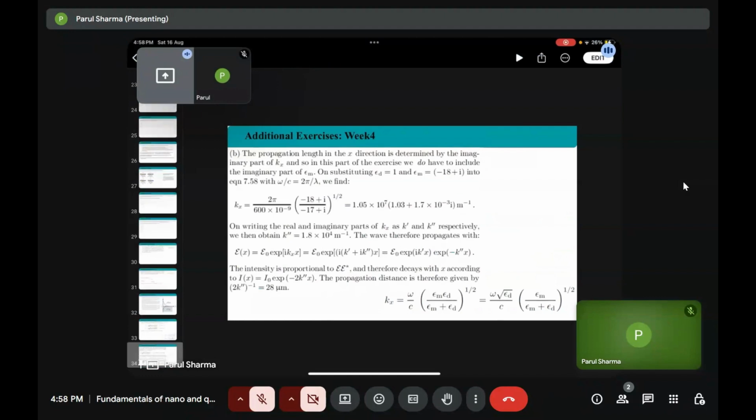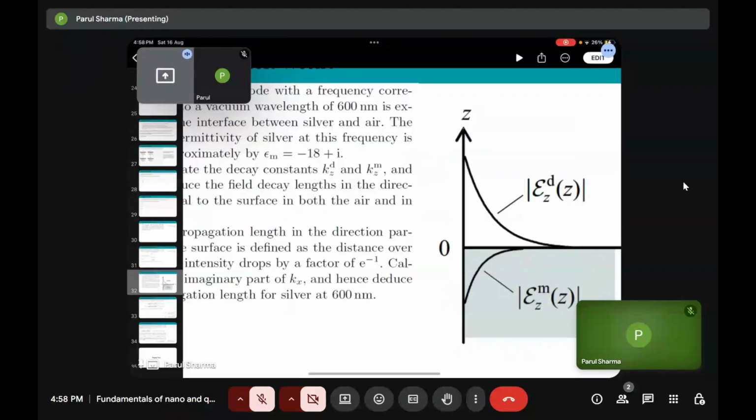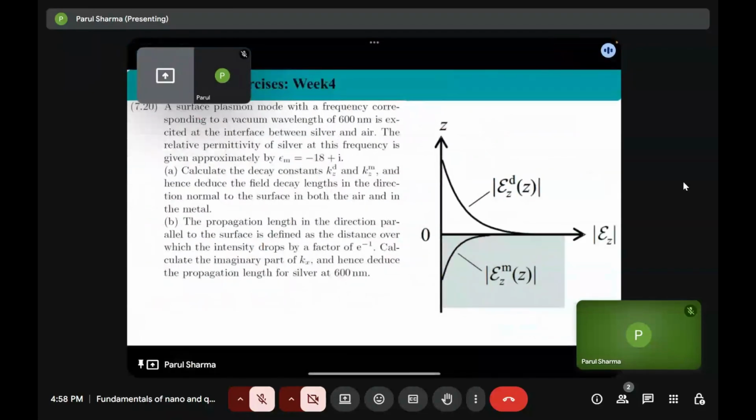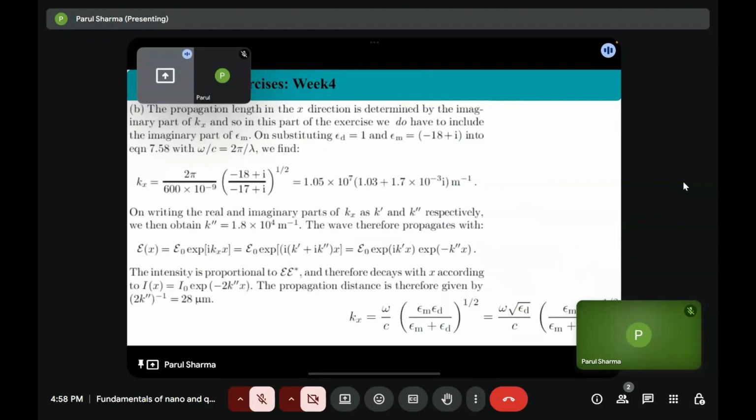The second part is asking that the propagation length, in the direction parallel to the surface, is defined as the distance over which the intensity drops by a factor of 1 by e. Calculate the imaginary part of kx and hence deduce the propagation length for silver at 600 nanometer. So we are asked the propagation length. If we are considering the length, then we have to consider the imaginary part of kx.